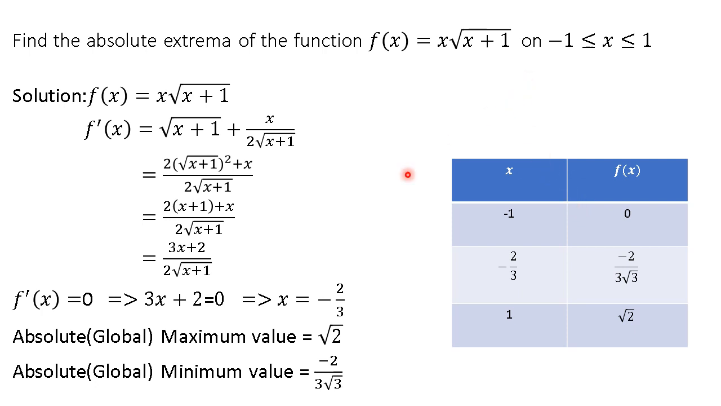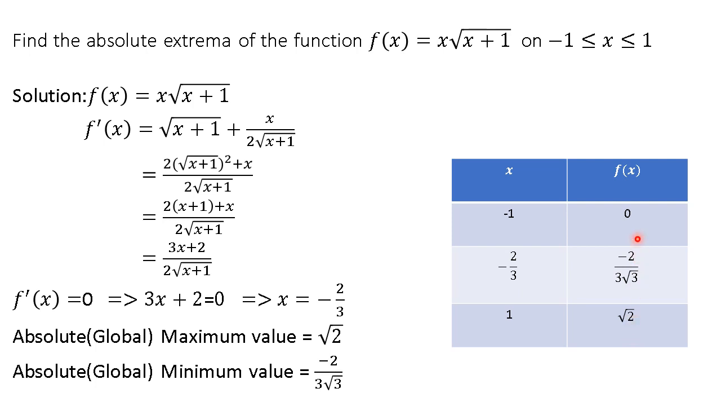Again put x is equal to minus 2 by 3, minus 2 by 3 into root of minus 2 by 3 plus 1, you will get minus 2 divided by 3 root 3. Next put x is equal to 1 in the given function, 1 into root of 1 plus 1, that is root 2.